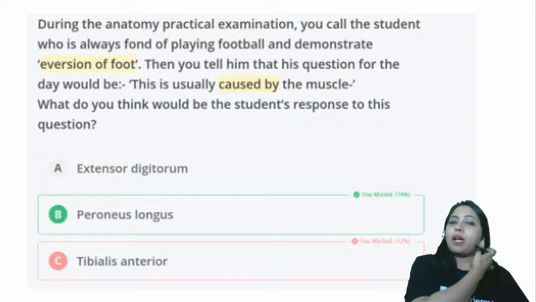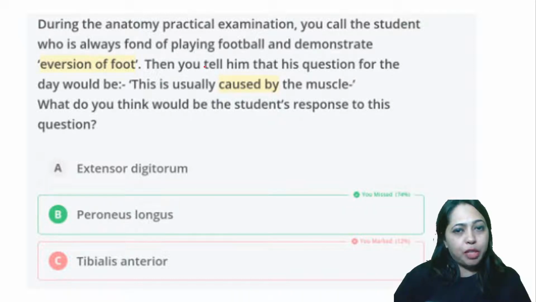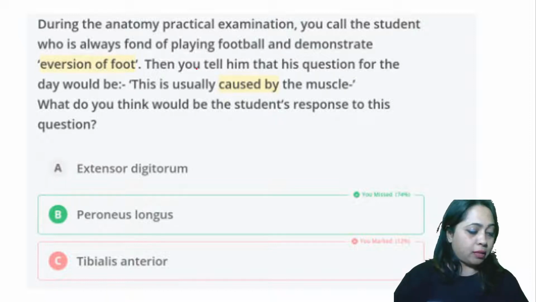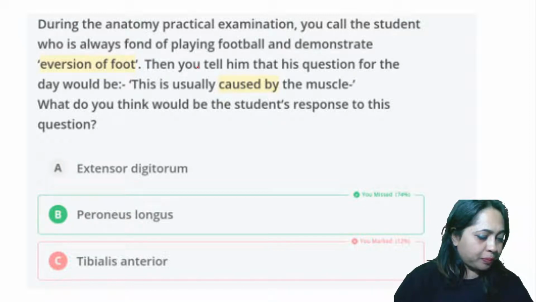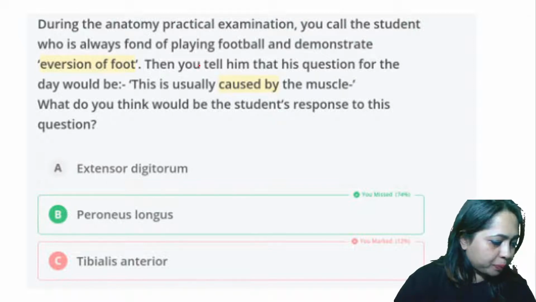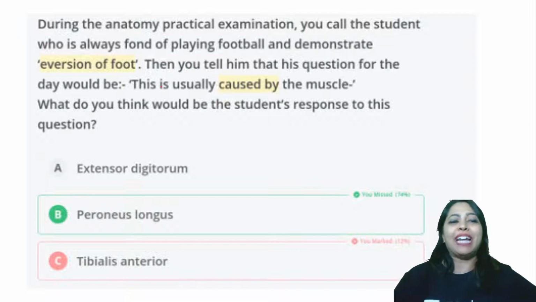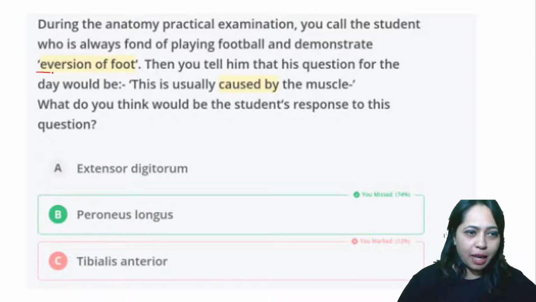All right, so the next one. During the anatomy practical examination, you call the student who is always fond of playing football and demonstrates eversion of the foot. Eversion of the foot. Okay, remember the keyword eversion of the foot.